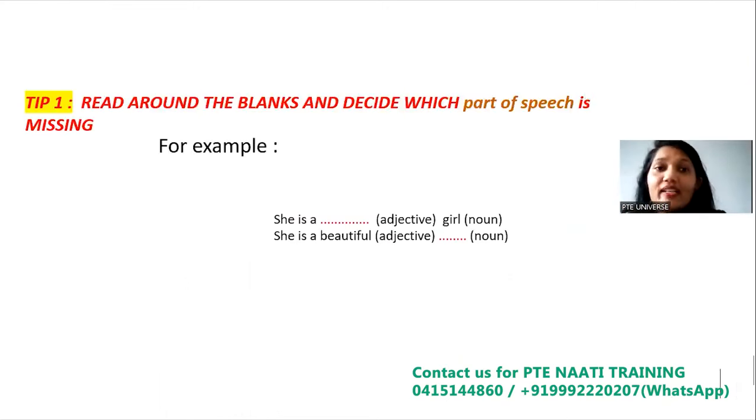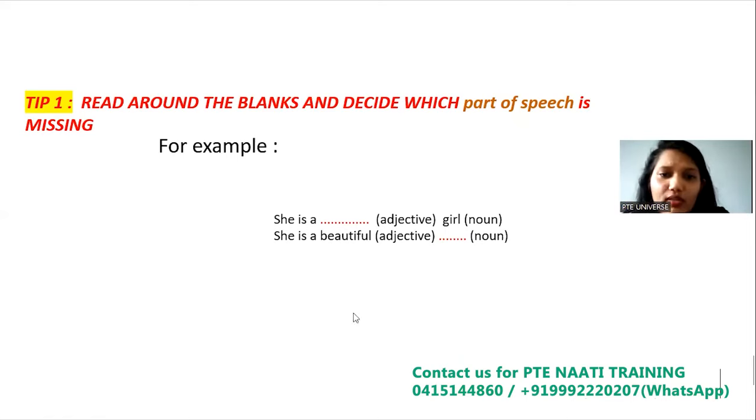Tip number 1. Read around the blank and decide which part of speech is missing. Lots of times I have seen students reading the complete paragraph again and again, trying to find the answer. That's the wrong way. The right way is to understand the context and then read around the blank. Wherever you see the blank, read around it and decide which part of speech will come: noun, adjective, adverb, conjunction. Let's see this example.